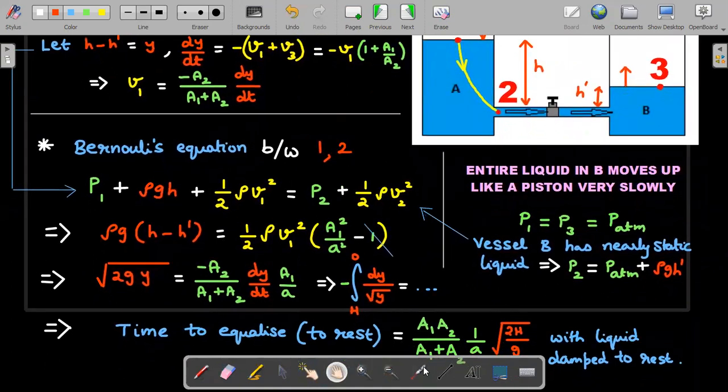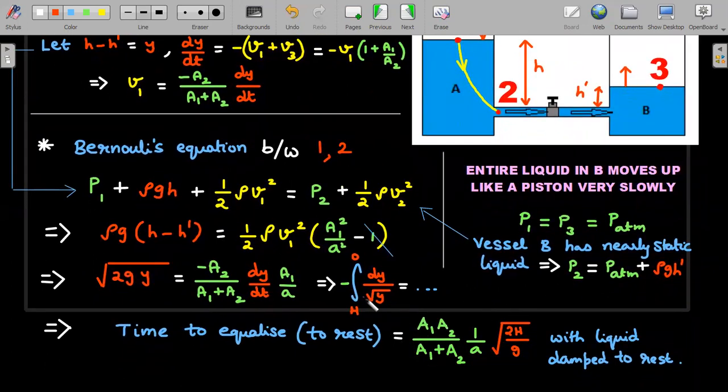Because of the length of the video, I already did 2 methods. So when you bring dy and y on one side with a minus sign, you check the calculations here, you finally end up getting an expression of this kind for the value of time. So the time to equalize to rest is coming out to be A1 A2 by A1 plus A2 into 1 by A into square root of 2h by g. That would be your final result.